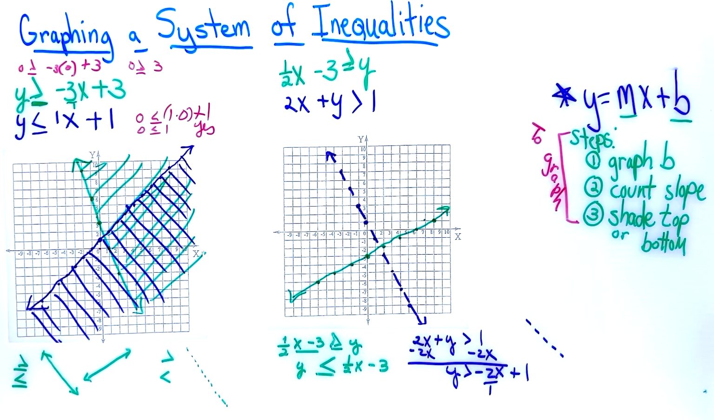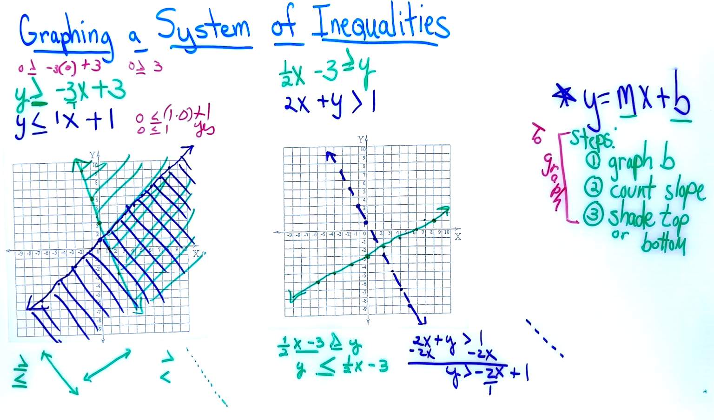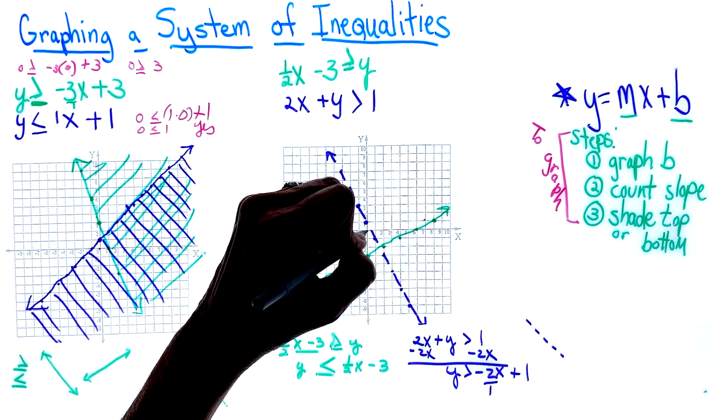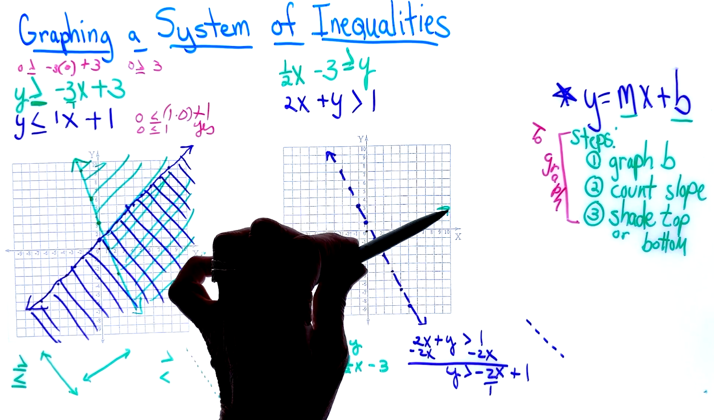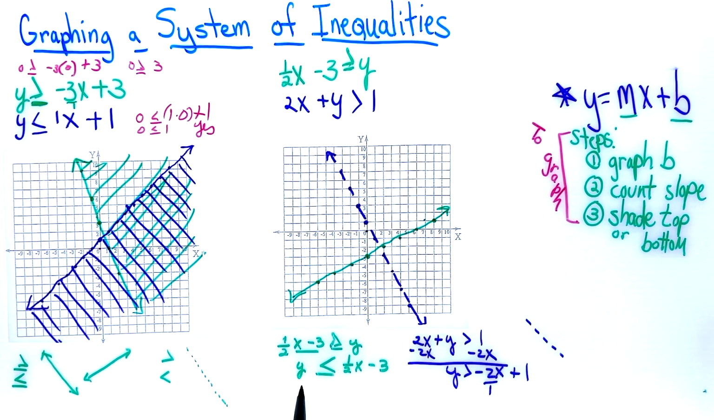Those are our two lines. Now, we didn't check to see which is going to be shaded, the top or the bottom, for the first one. So I'm going to, again, pick my ordered pair that I like, which by now you know is 0, 0. So here's my 0, 0 point, and I'm looking at my green line. So it's either going to be shaded on the top or on the bottom. When I plug in a 0, is 0 less than or equal to 1/2 times 0 minus 3? 0 is less than or equal to -3.